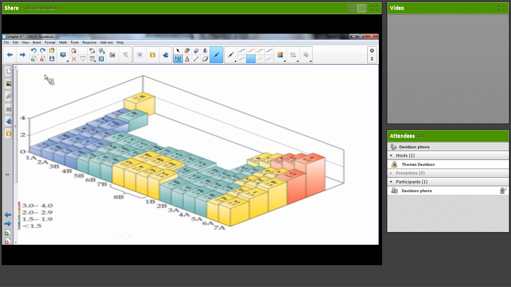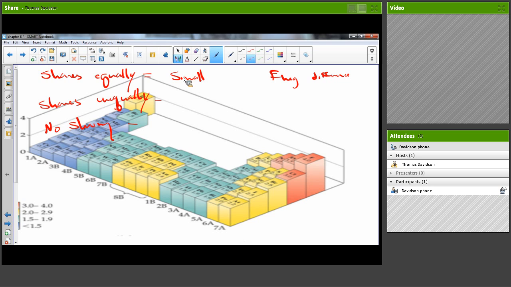All right, so here we go. To know whether it shares equally, whether it shares unequally, or whether it doesn't share at all has everything to do with what we call the E-neg difference. So things that share equally have a small difference in electronegativity.